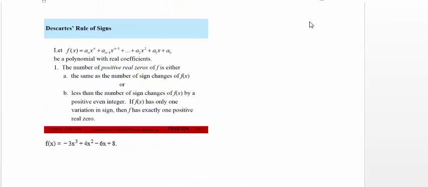All right, here's our f of x, and let's take a minute and look at the number of sign changes. We notice that the sign of the first term is negative. The sign of the second term is positive, so that's one sign change. Then the sign of the third term is negative, so that's a second sign change. The sign of the fourth term is positive, so that's a third sign change. So we have three sign changes.